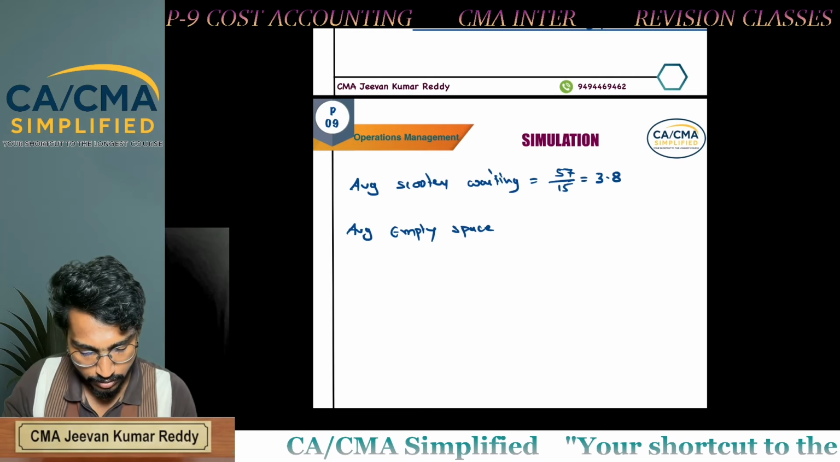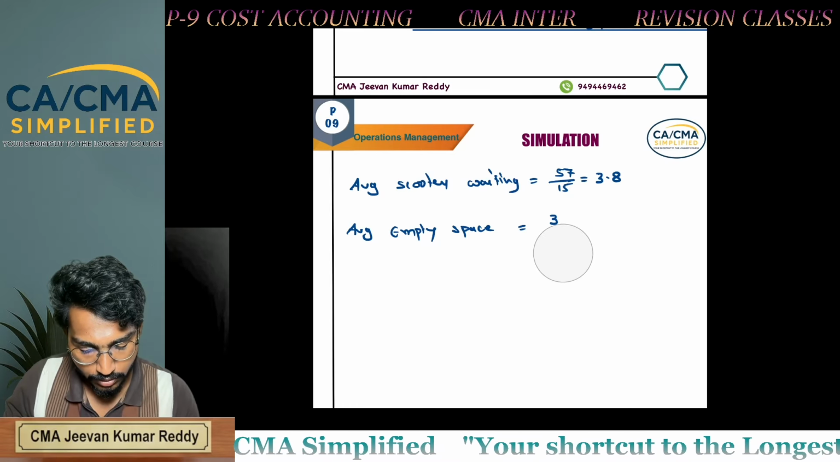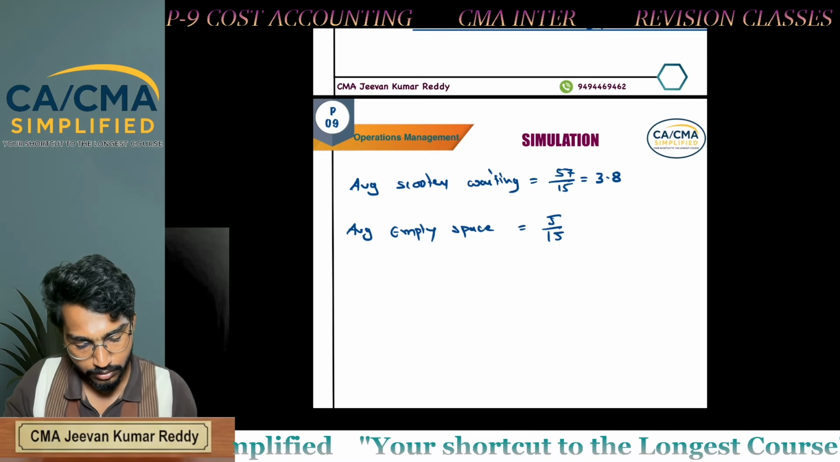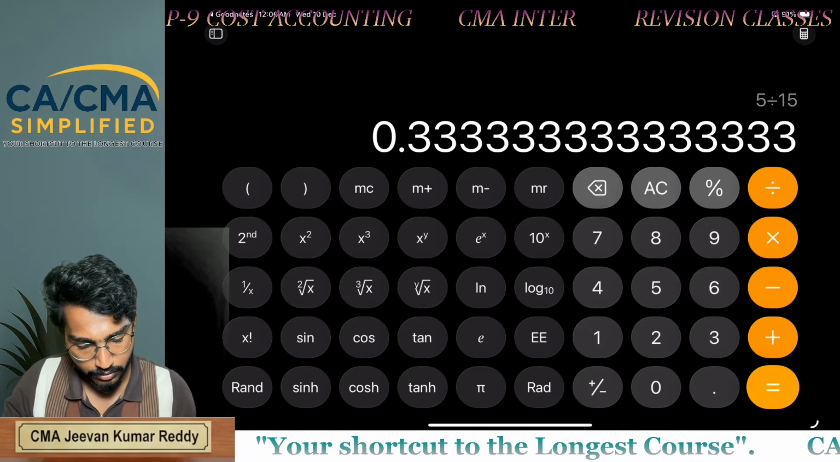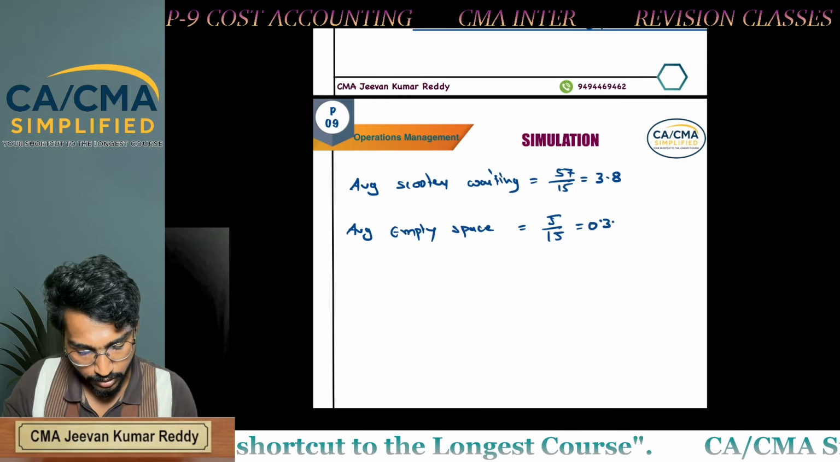space equals 5 divided by 15. 5 divided by 15, 0.33. 0.333.